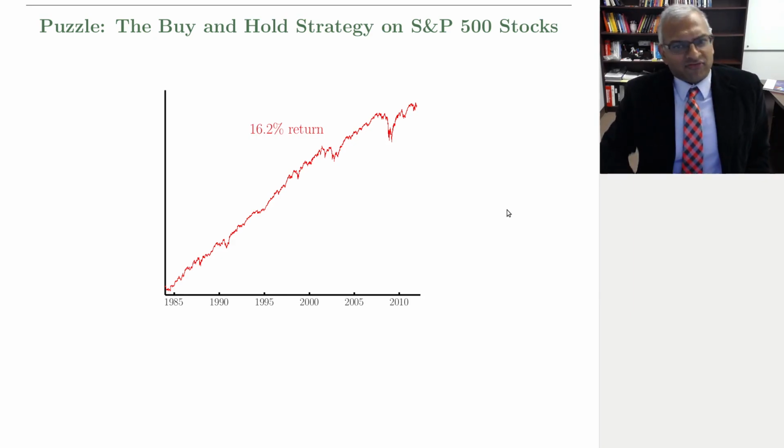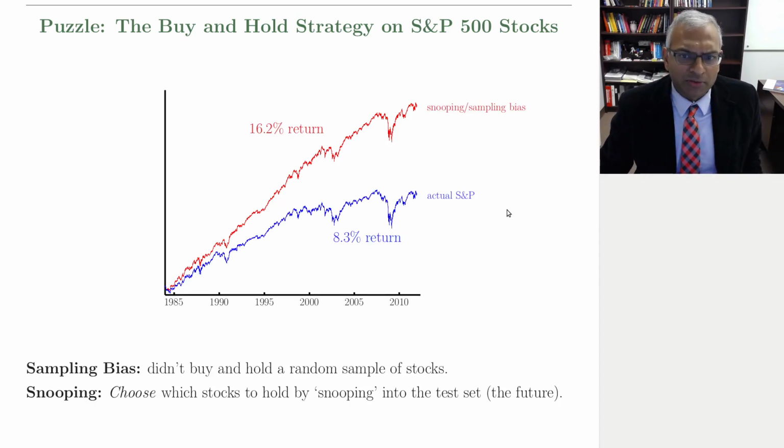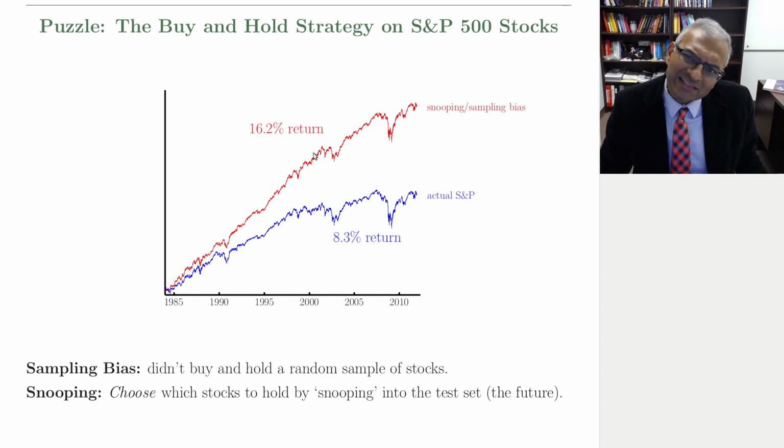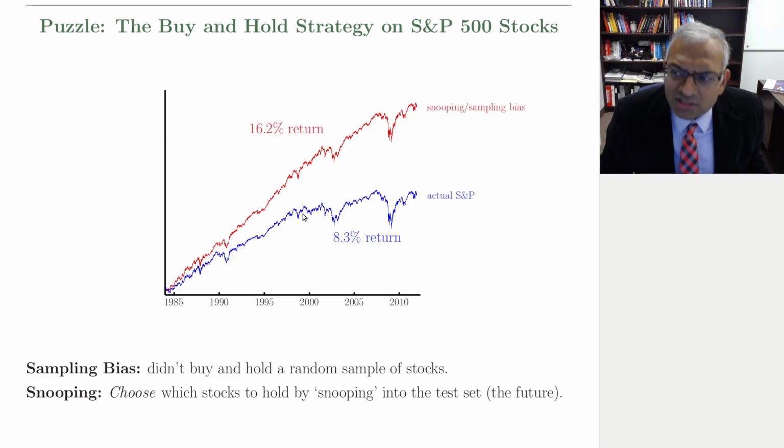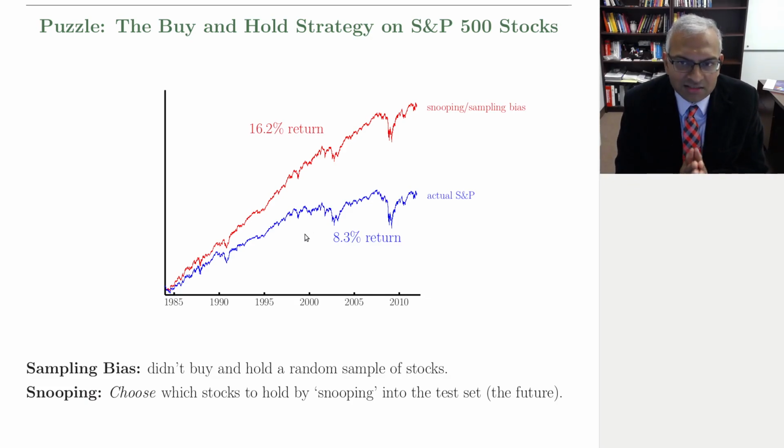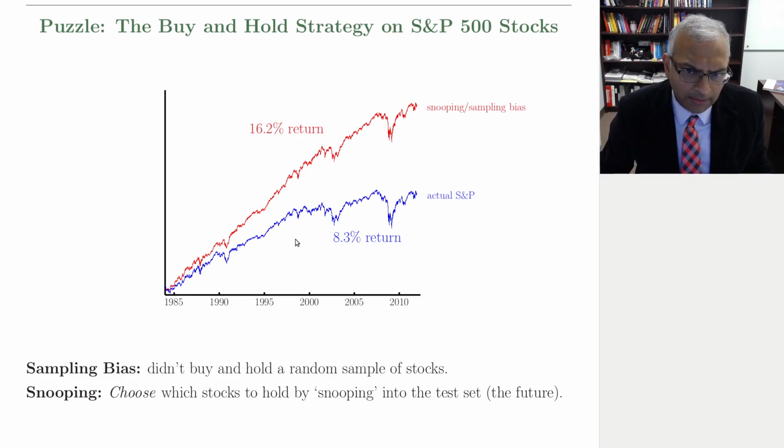The 16.2% return is actually something that's not realizable. The actual return of the S&P 500 from 1985 to basically sometime around now is approximately 8.3%. So what is this factor of two difference in return? That's a big factor. And that shows you the impacts that things like sampling bias and data snooping can have. Okay. So now, let me tell you actually what we did wrong here in this red curve.